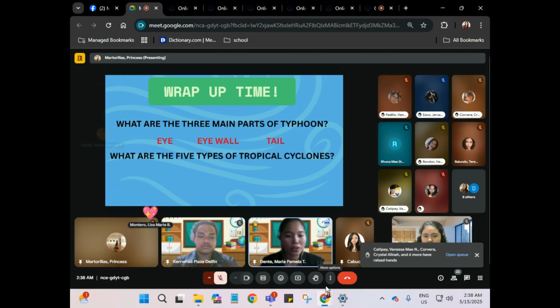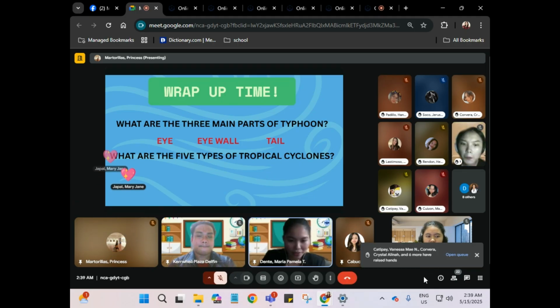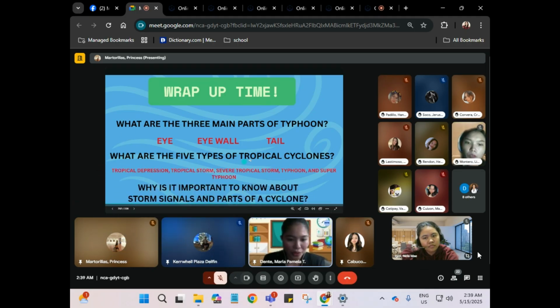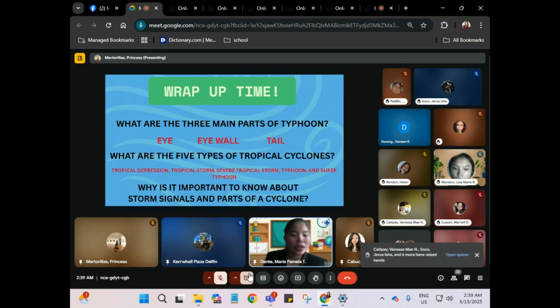So, what are the five types of tropical cyclones? Durong? There are five. Okay, so am I audible, teacher? Yes. Okay, so first is the tropical depression, tropical storm, severe tropical storm, typhoon, and super typhoon, teacher. Okay, next slide, teacher. Okay, you got it right. Very good. So, class, last question. Why is it important to know about storm signals and parts of a cyclone?